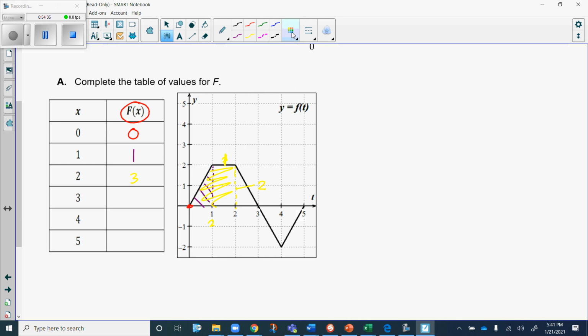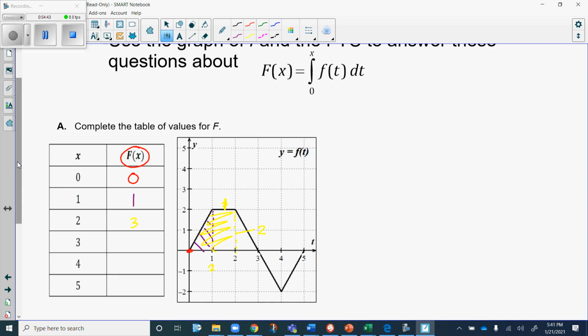So the next one, from 0 to 4. The reason we're doing it from 0 each time is because we pay attention to what the lower bound was. That's why we're starting at 0 and just keep going to the right. So here I'm going to get a 4, here a 3, and here a 2. And keep in mind, anything below the x-axis represents negative area. That's why we're seeing the value decreasing over that interval.